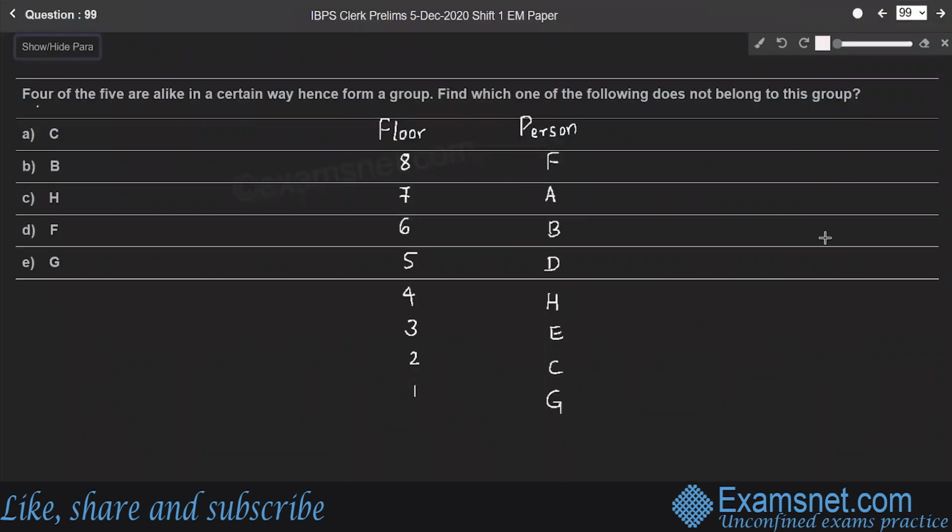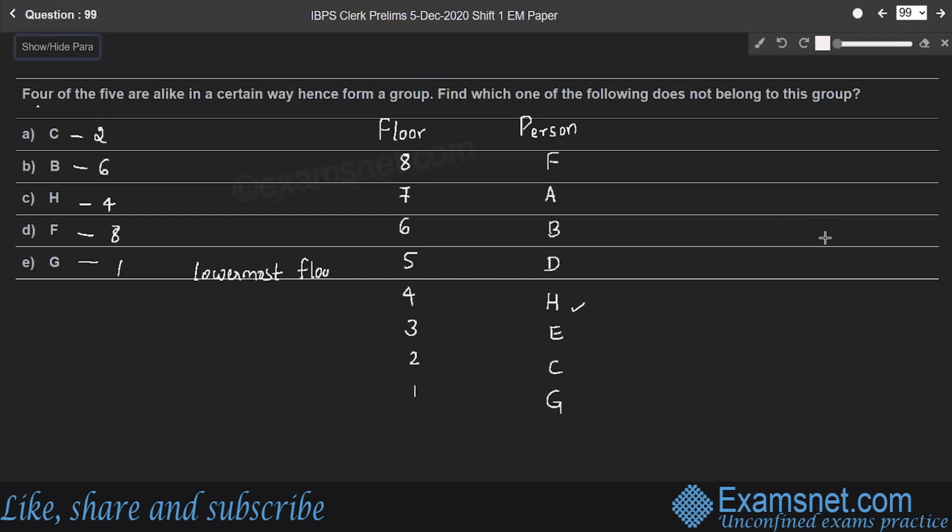Question 99. 4 of 5 are alike in a certain way, hence form a group. Find which of the following does not belong to this group. Here, person C. So, person C lives on second floor. B lives on sixth floor. Whereas H lives on fourth floor. And F lives on eighth floor. G lives on first floor. So, the first one is G lives on lowermost floor.